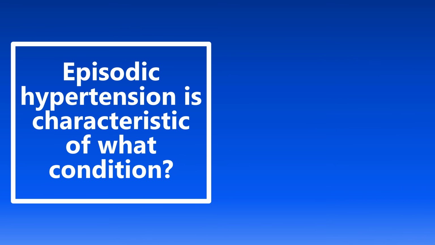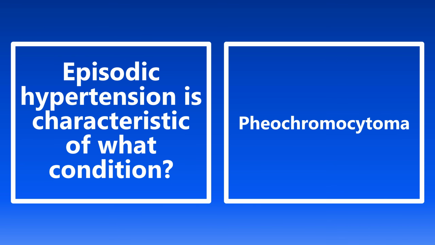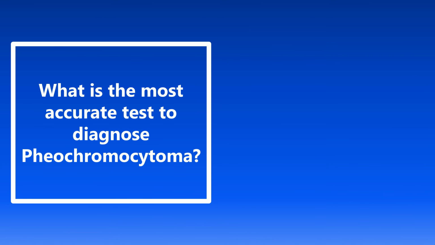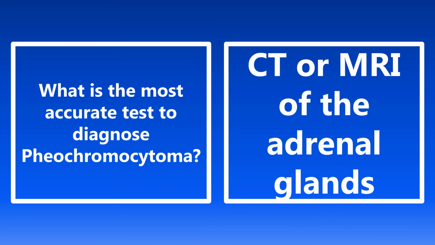Next question here, episodic hypertension is a characteristic of what condition? This is frequently seen in pheochromocytoma. And in that same vein, what is the most accurate test to diagnose pheochromocytoma? This is actually going to be a CT or an MRI of the adrenal glands. There are some other testing modalities out there like an MIBG scan, which is nuclear imaging, but this is actually used to detect metastatic disease. The most accurate test for the diagnosis of pheochromocytoma itself is a CT or an MRI of the adrenal glands.